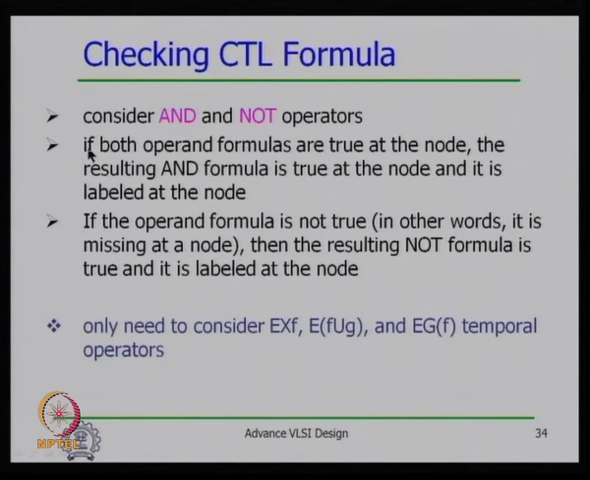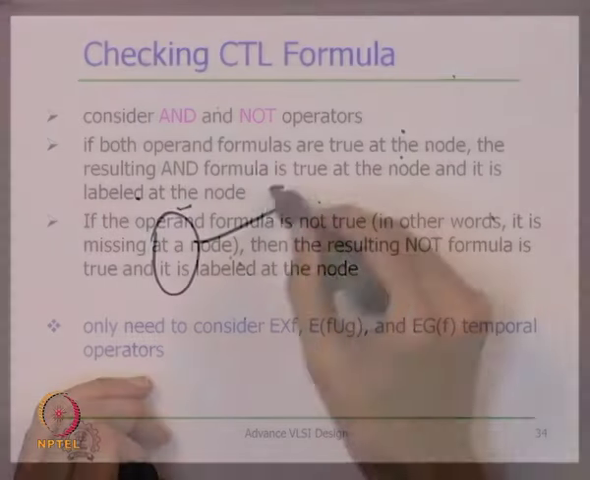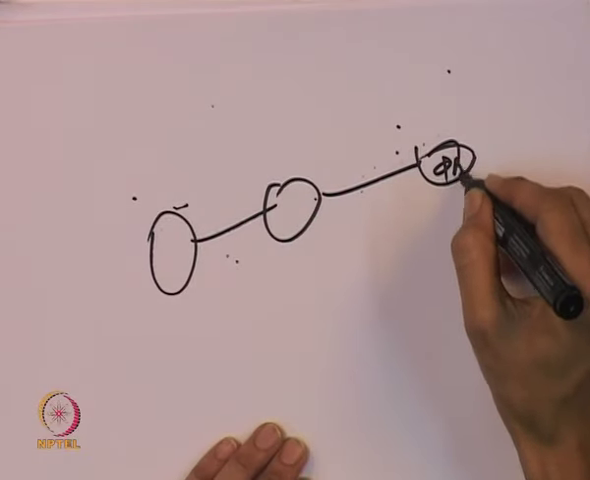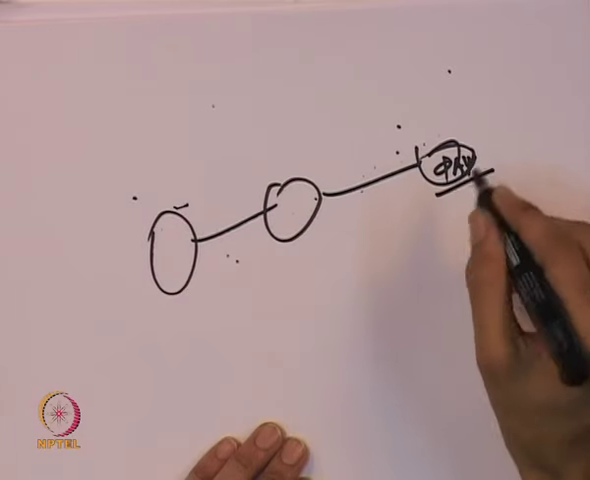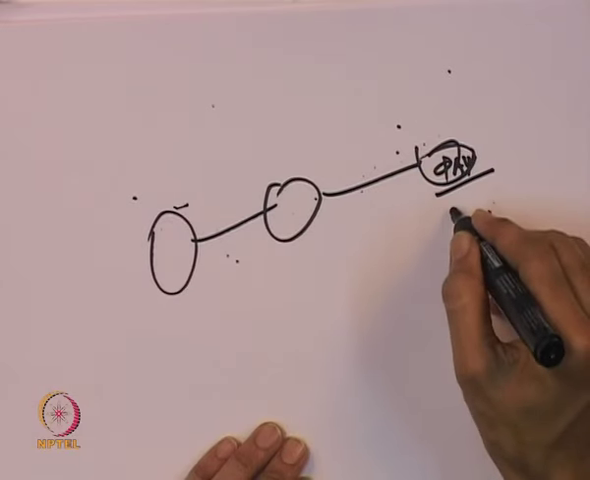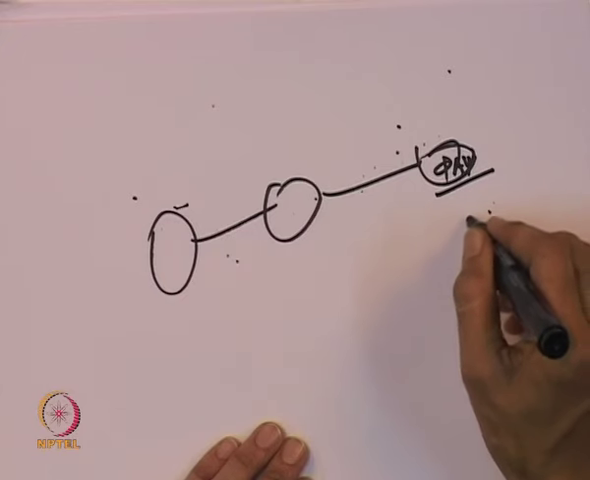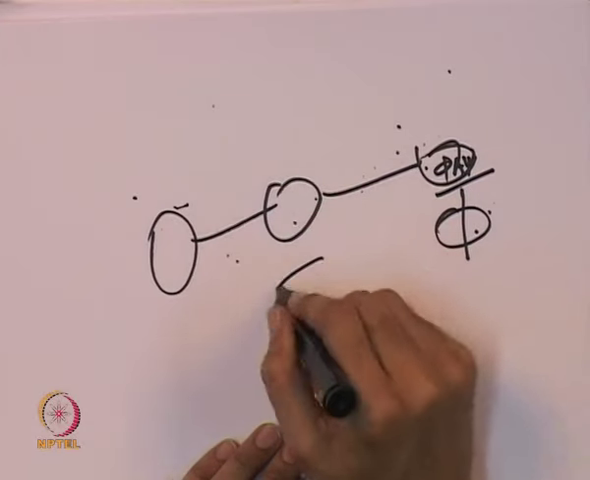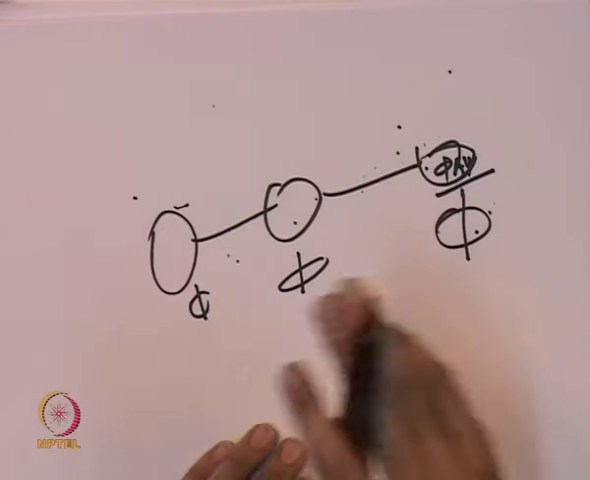So, now here for AND and NOT, what we need to do is, if both of the formulas are true at a node, then the resulting AND formula is true. Say you have this state, wherein a formula phi holds good, say phi and psi. Now if this holds good, in that case I label this formula say capital phi. And because this holds good, this would hold good in the previous state. So, everywhere.